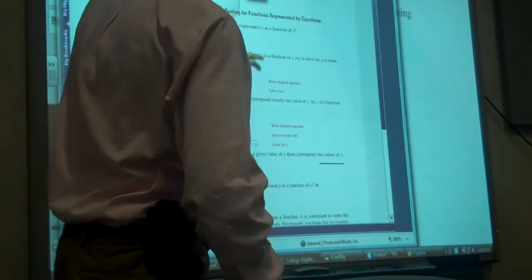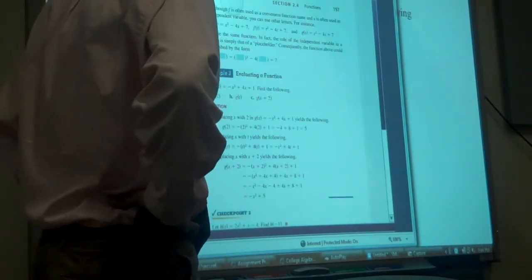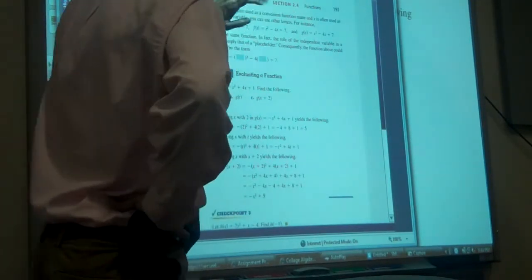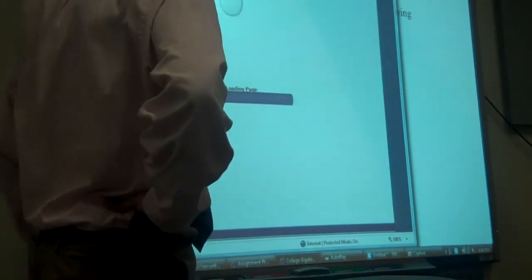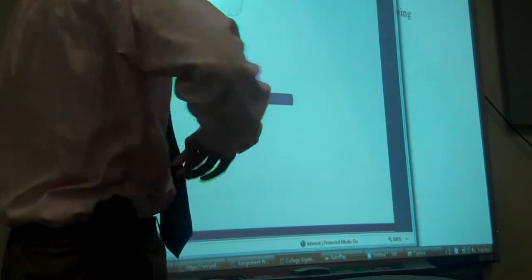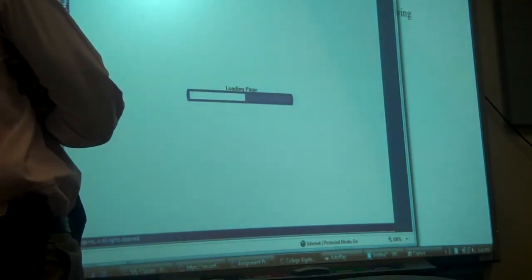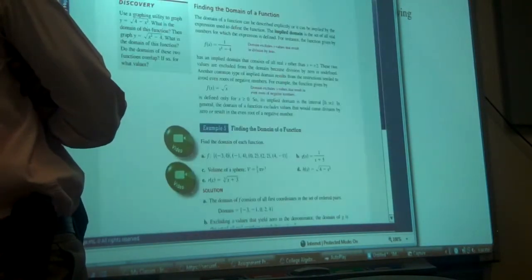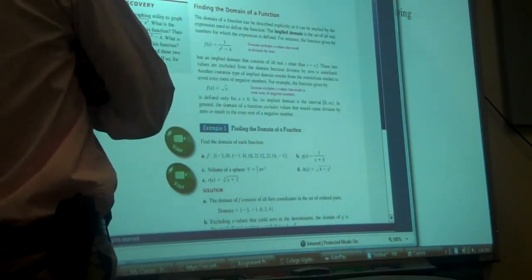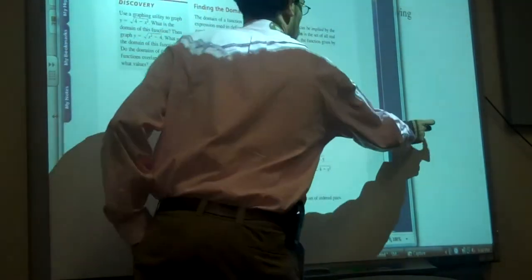Function notation, we talked about that already. Evaluating functions, you can do that. Oh, videos, that's why. Okay, here's the hard part. Finding the domain of a function.